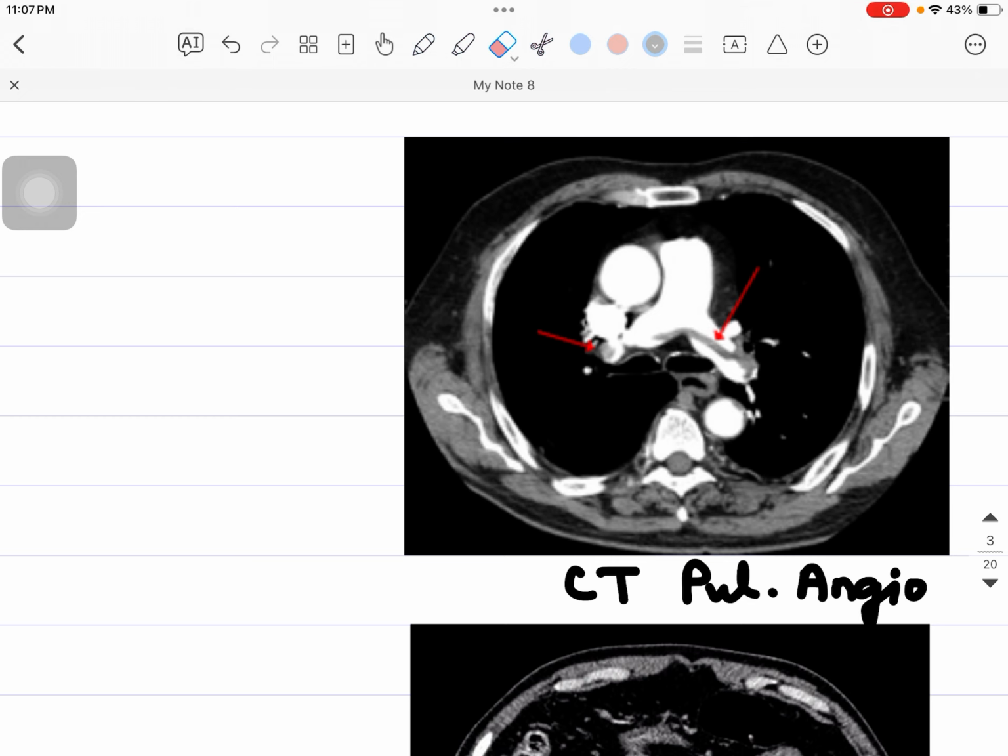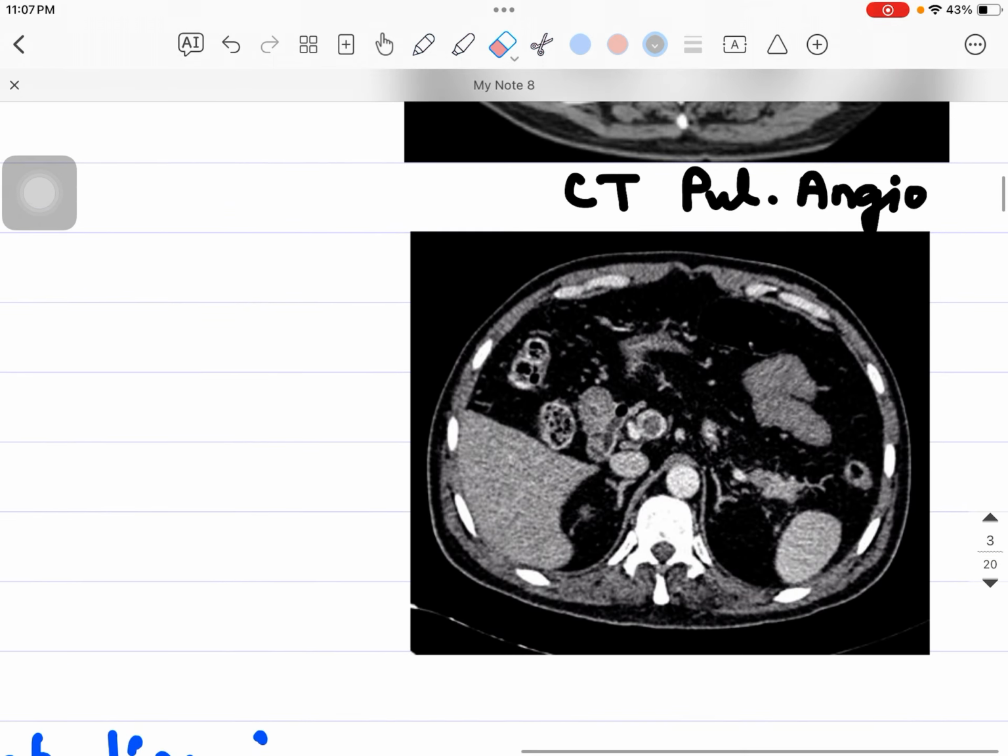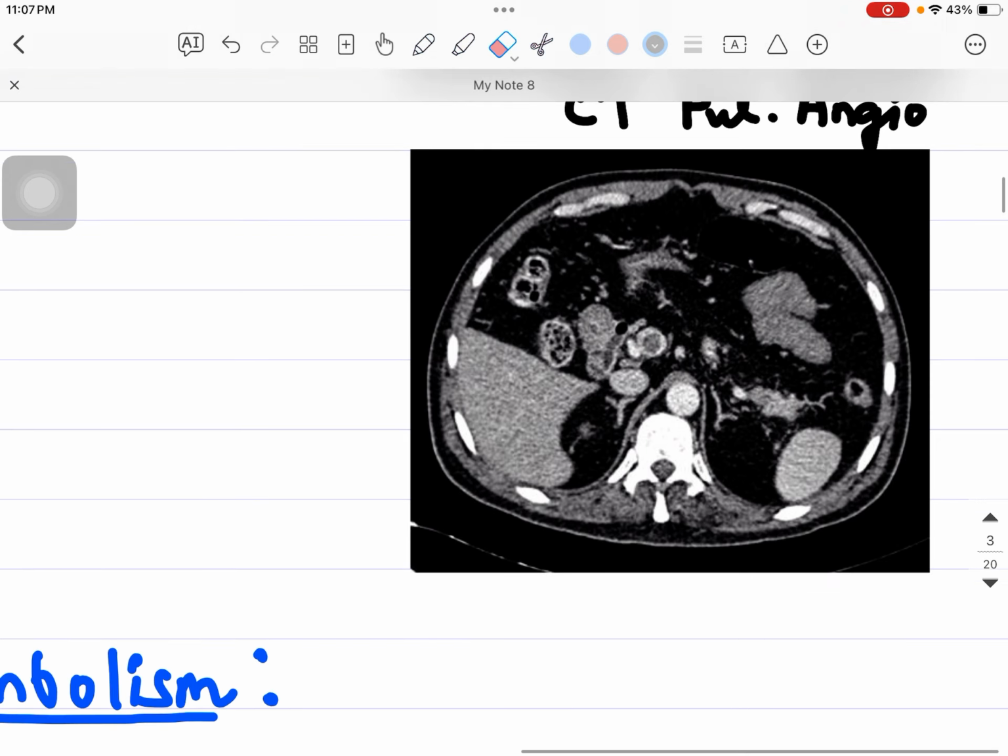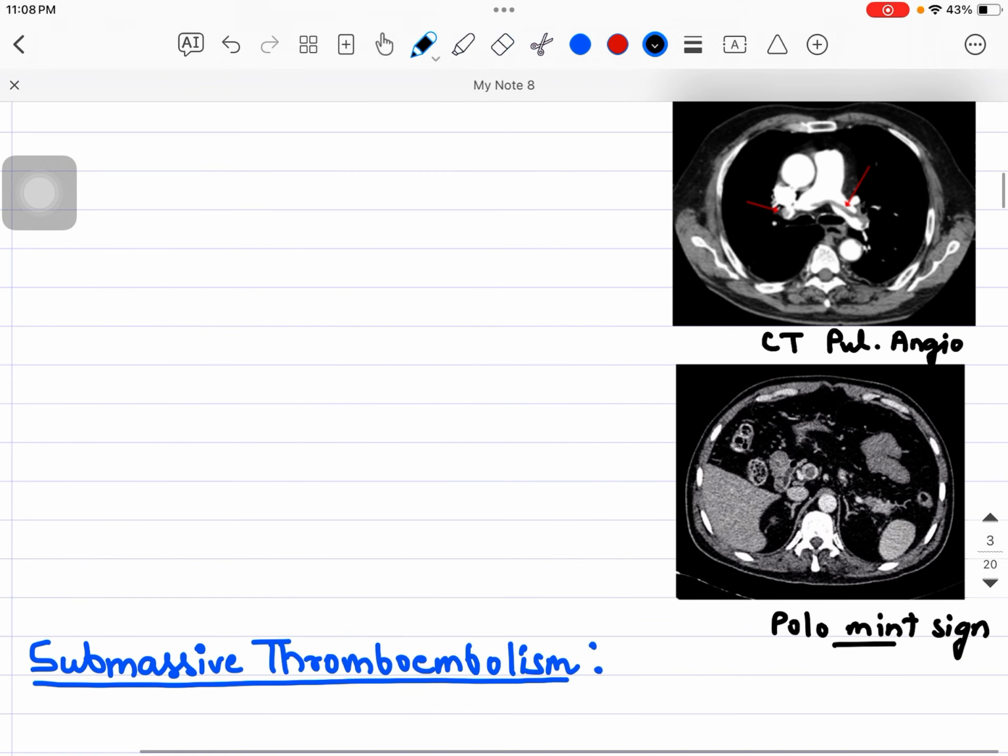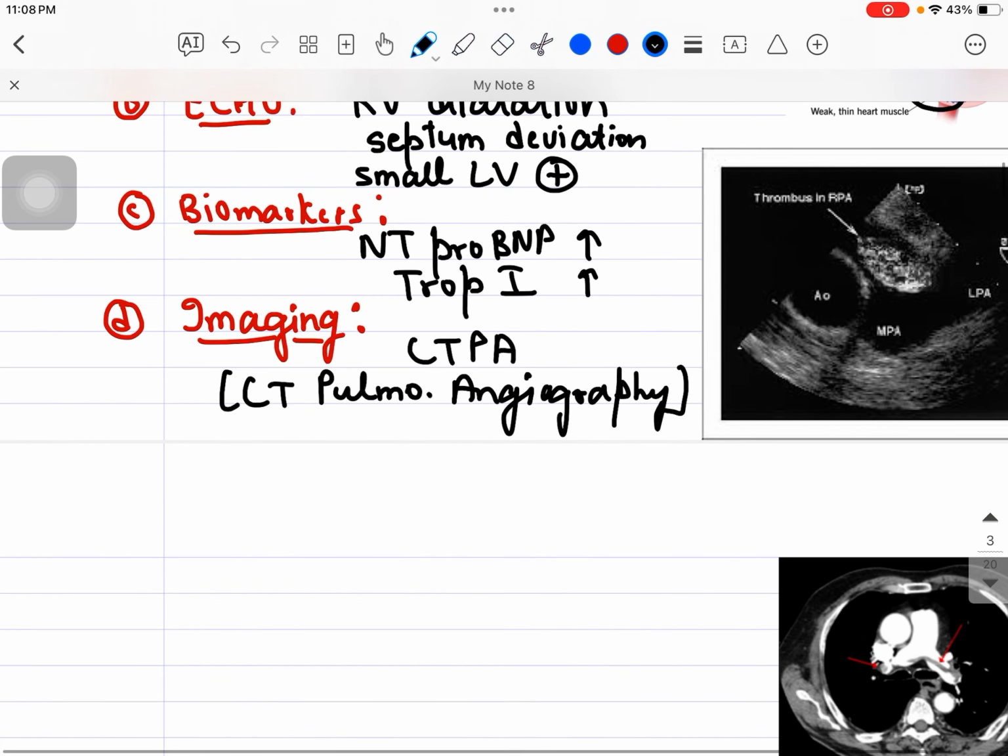CT pulmonary angiography is the gold standard, or the investigation of choice, in the case of pulmonary embolism. Sometimes you can see the polo mint sign, as you can see over here, the whitish layer which is surrounding this particular part. It looks like a polo mint, so it is the polo mint sign. That can also be appreciated sometimes while doing CT pulmonary angiography in cases of massive pulmonary embolism or venous thromboembolism, isn't it.